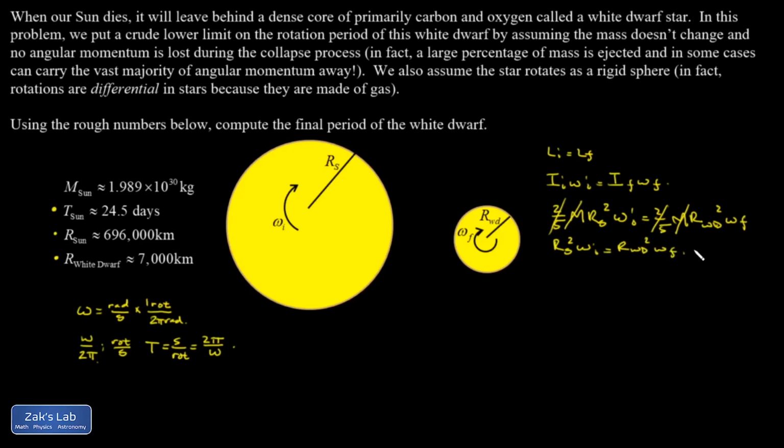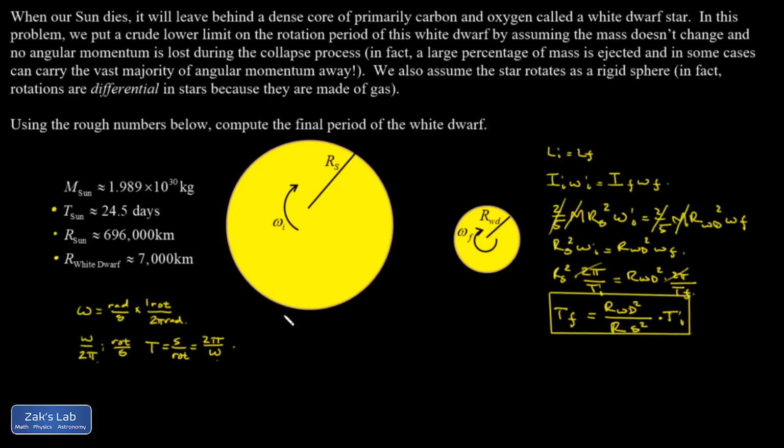omega final. And then I want to rephrase this in terms of period. So my initial angular velocity, I could solve for omega here and write it as 2 pi over T. Same thing on the right-hand side. And that's that final period that I'm trying to solve for. The 2 pi's cancel. I'm going to move the final period over to the left-hand side, everything else to the right. All right, so we've basically solved the problem symbolically, and it's a matter of getting some numbers in here.